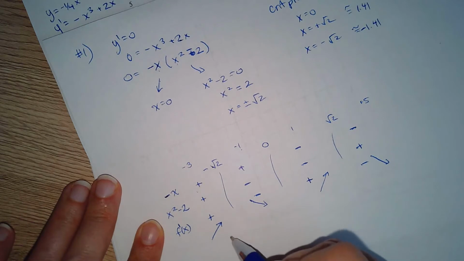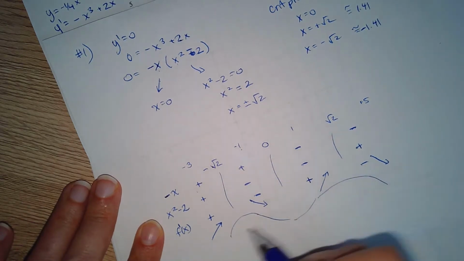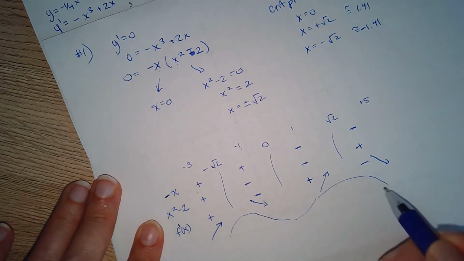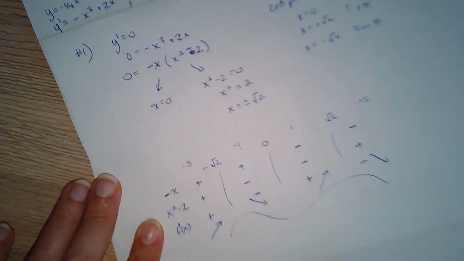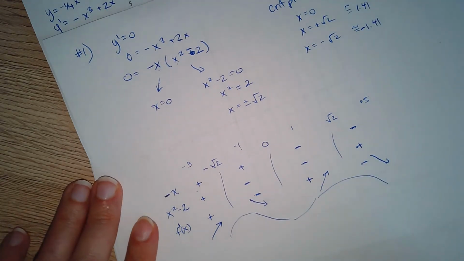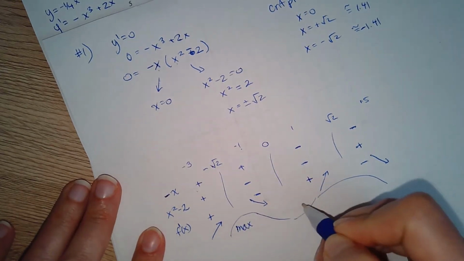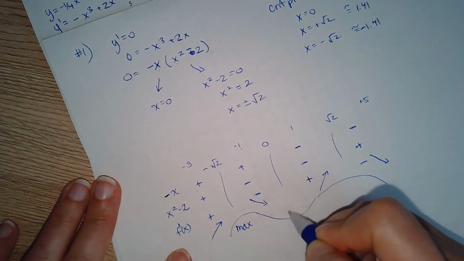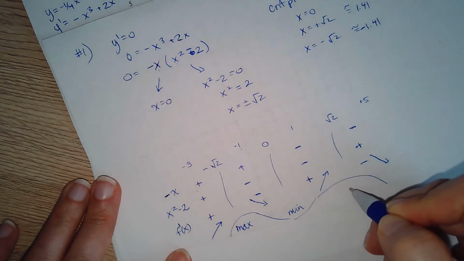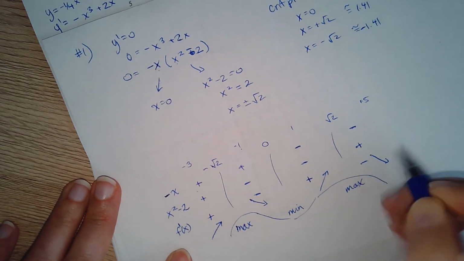So we get a nice little idea of what this function is doing. It's increasing, then decreasing, then increasing, then decreasing. So these possible critical points are indeed going to be real critical points. Negative root 2, if it goes from increasing to decreasing, must be a max. 0, if it goes from decreasing to increasing, must be a min. And positive root 2 is a max again.